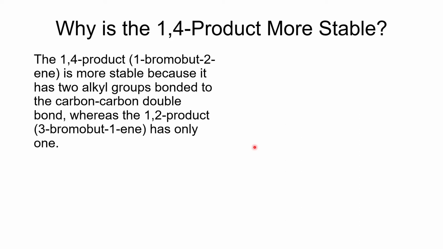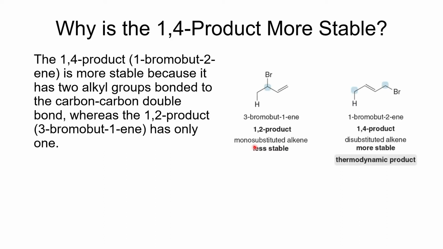I do want to say, why is that 1,4 product more stable? Hopefully by this point you can recognize why. It's a more substituted alkene. More substituted alkenes tend to be a little bit more stable than monosubstituted alkenes. Well, our 1,2 addition product is monosubstituted. Our 1,4 addition product is disubstituted. Since it's disubstituted, it's more thermodynamically stable, and therefore it is the thermodynamic product.